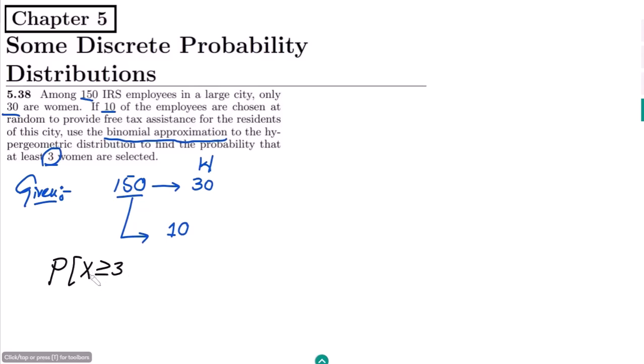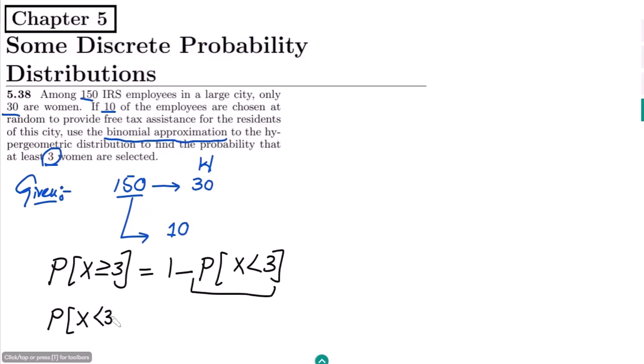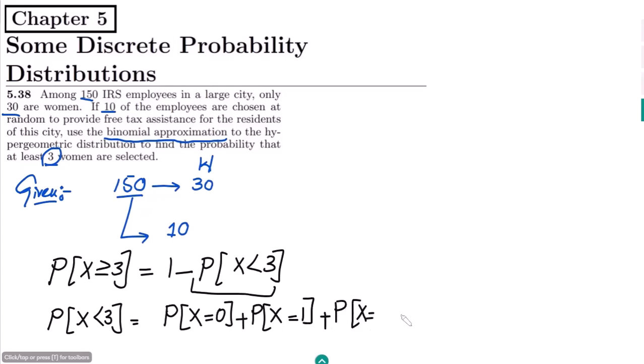if x is a random variable which is the number of women out of these 10, it can also be written as 1 minus the probability that x is less than 3. In order to find this probability, x less than 3 covers all the values: the probability that x is equal to 0, plus the probability that x is equal to 1, plus the probability that x is equal to 2. These are all the values.